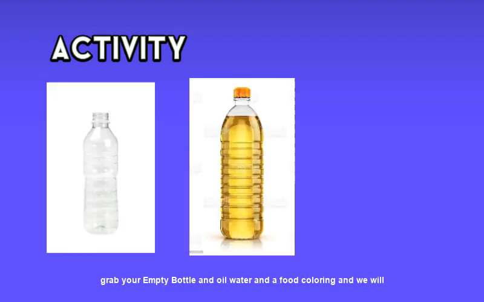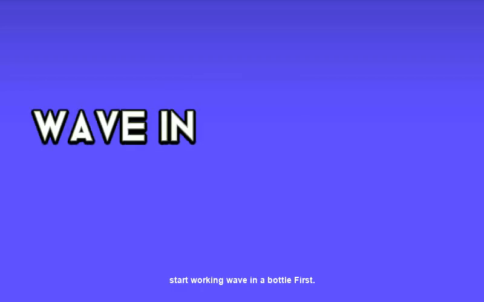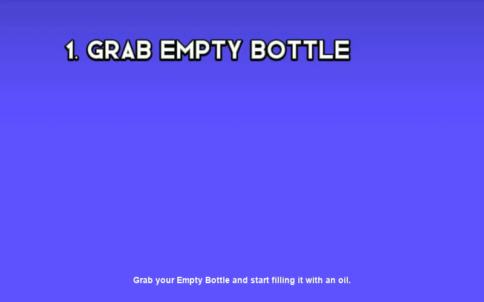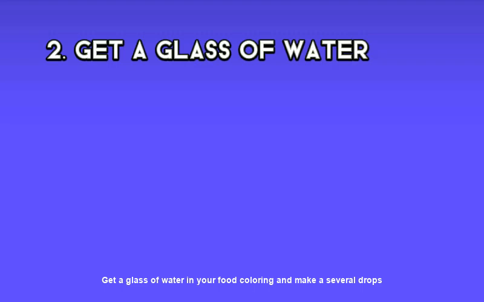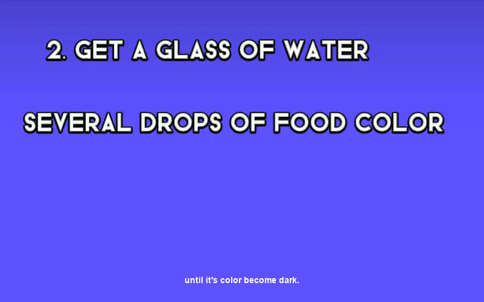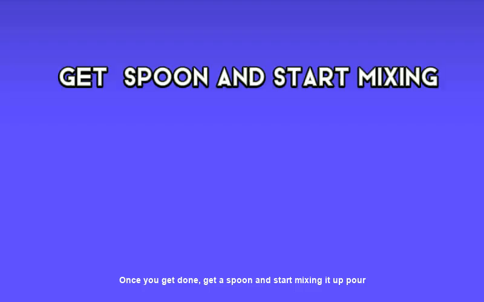To further explain what the wave is all about, let's make a simple experiment. Grab your empty bottle, oil, water, and food coloring, and we will start working on a wave in a bottle. First, grab your empty bottle and start filling it with oil. Make sure that the level of oil is half of the bottle. Now get a glass of water and your food coloring and add several drops until its color becomes dark.